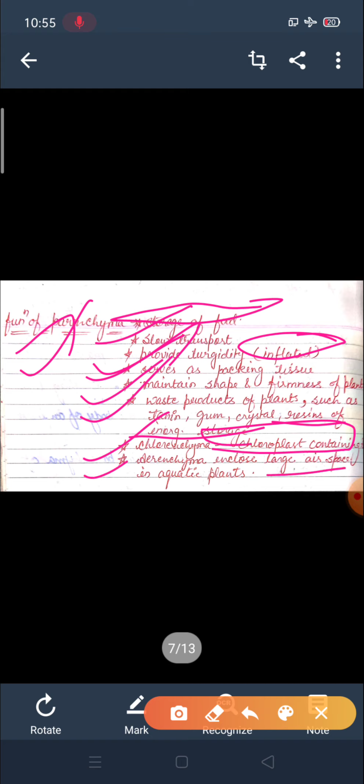If we talk about the function of the parenchyma, then storage of food, slow transport, provide turgidity, meaning inflated, serves as packing tissue, maintains shape and firmness of the plant, and stores waste products of the plant such as tannin, gum, crystals, resins, inorganic substances. Chlorenchyma contains chloroplasts that help in photosynthesis, and parenchyma encloses large air spaces in aquatic plants like lotus.